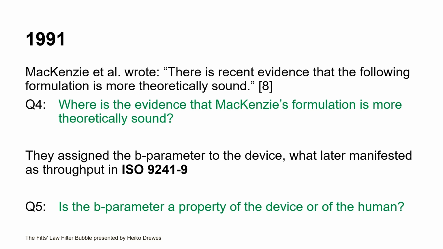The paper assigned the B parameter to the device, which later manifested as throughput in an ISO standard. In Fitts's theory, the B parameter is a value of the performance capacity of the human. So my question is: is the B parameter a property of the device or of the human?